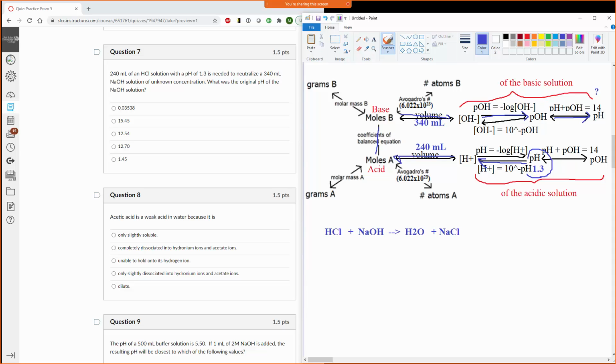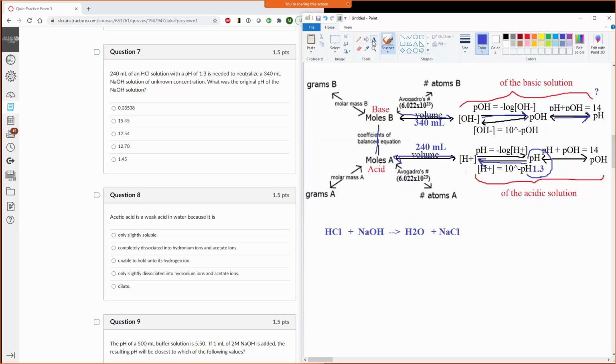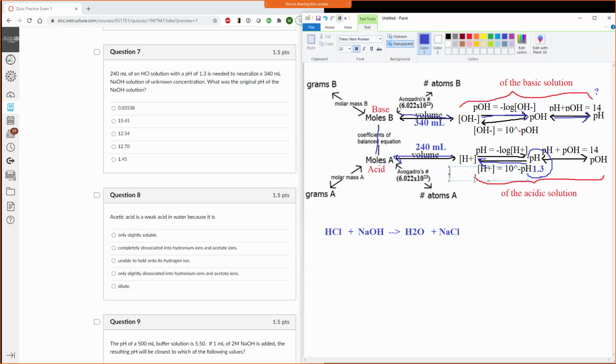So the first step, to go back from the pH to the H plus of the acid, I'm going to use this equation here, right? H plus equals 10 to the negative pH. So 10 to the negative 1.3, 10 raised to that gives me an H plus concentration of 0.0501. Okay, everybody agree with that?